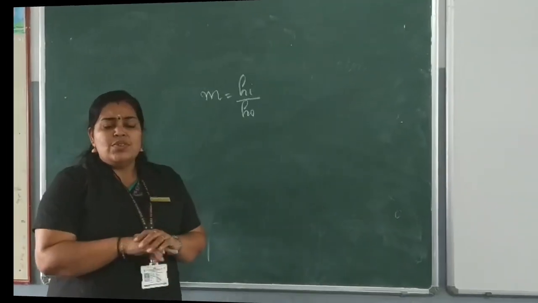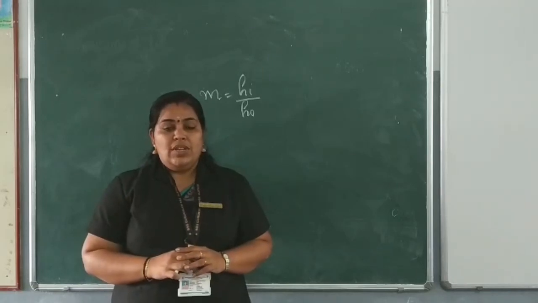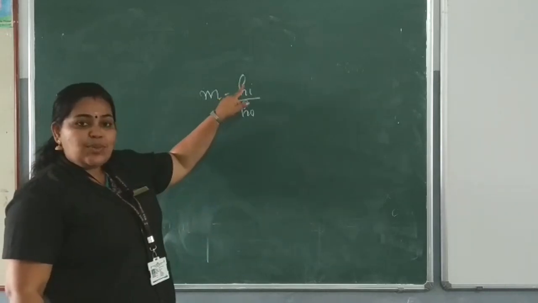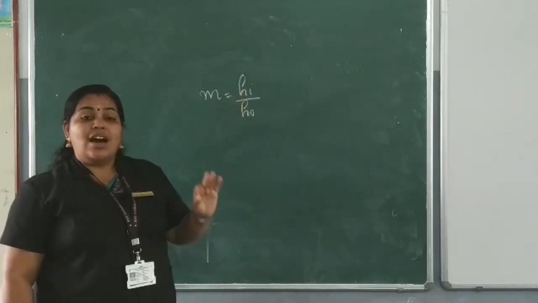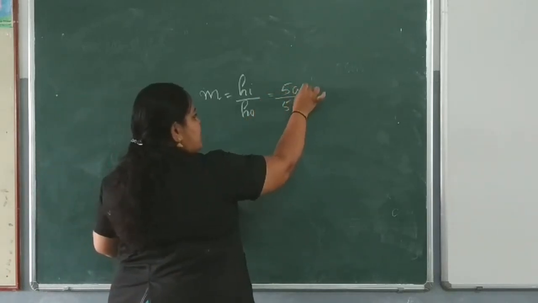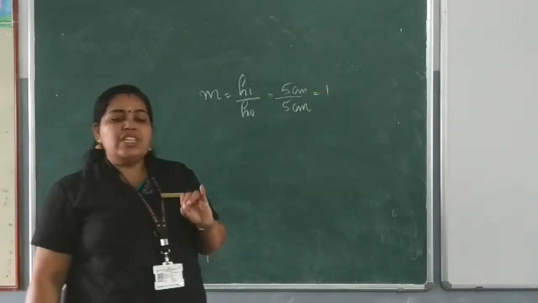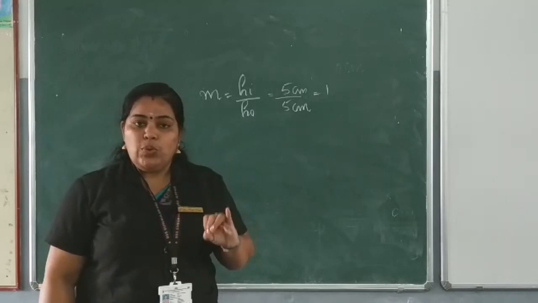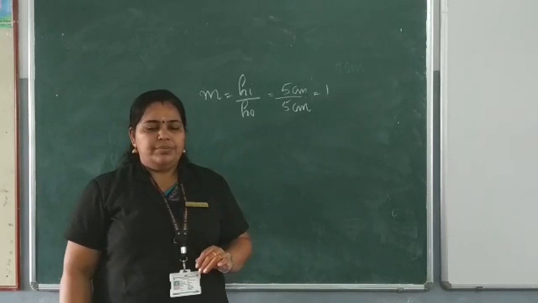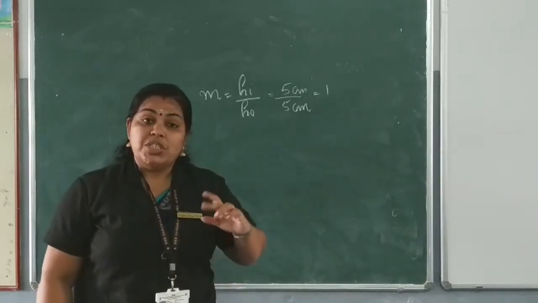Now tell me, when will the magnification be 1? When will the value of magnification be 1? When the size of the image and size of the object are equal. So both are equal, 5 by 5. When it is 5 centimeter and 5 centimeter, magnification will be 1. So the first point is magnification will be 1 when the size of the image and size of the object are equal.